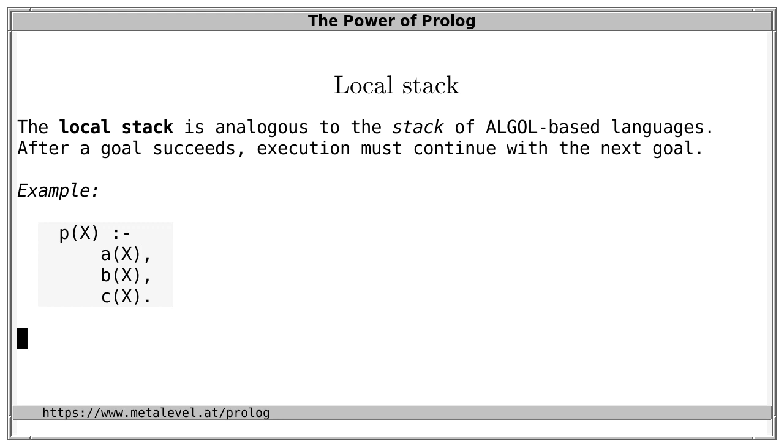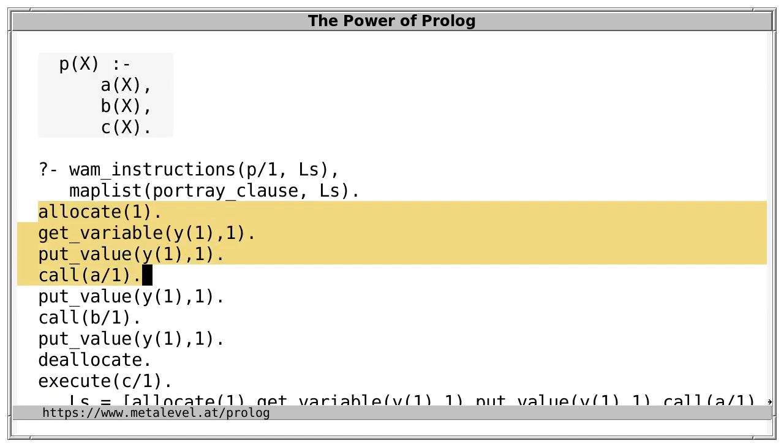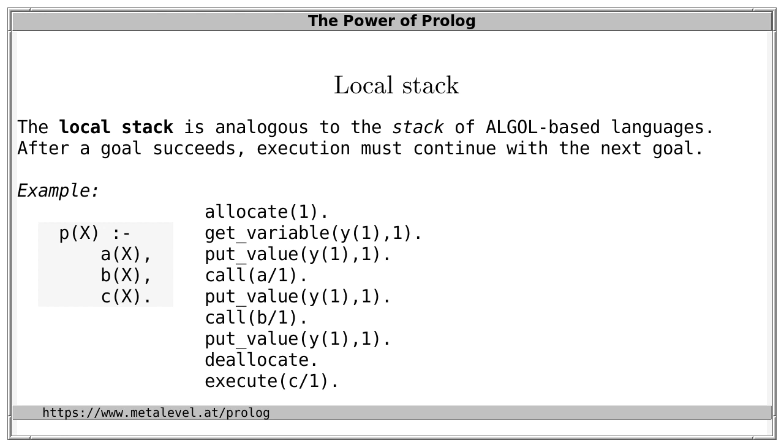Then in the default execution strategy, Prolog tries to prove the goals in the same order in which they are stated. So it would first try to prove A of x, and if that succeeds, continue with the next goal, and then again the next goal. Now, let's look at the WAM instructions of this predicate P. So here are the abstract machine instructions, and let's place them here side by side with our Prolog program. Now, let's see what happens here behind the scenes.